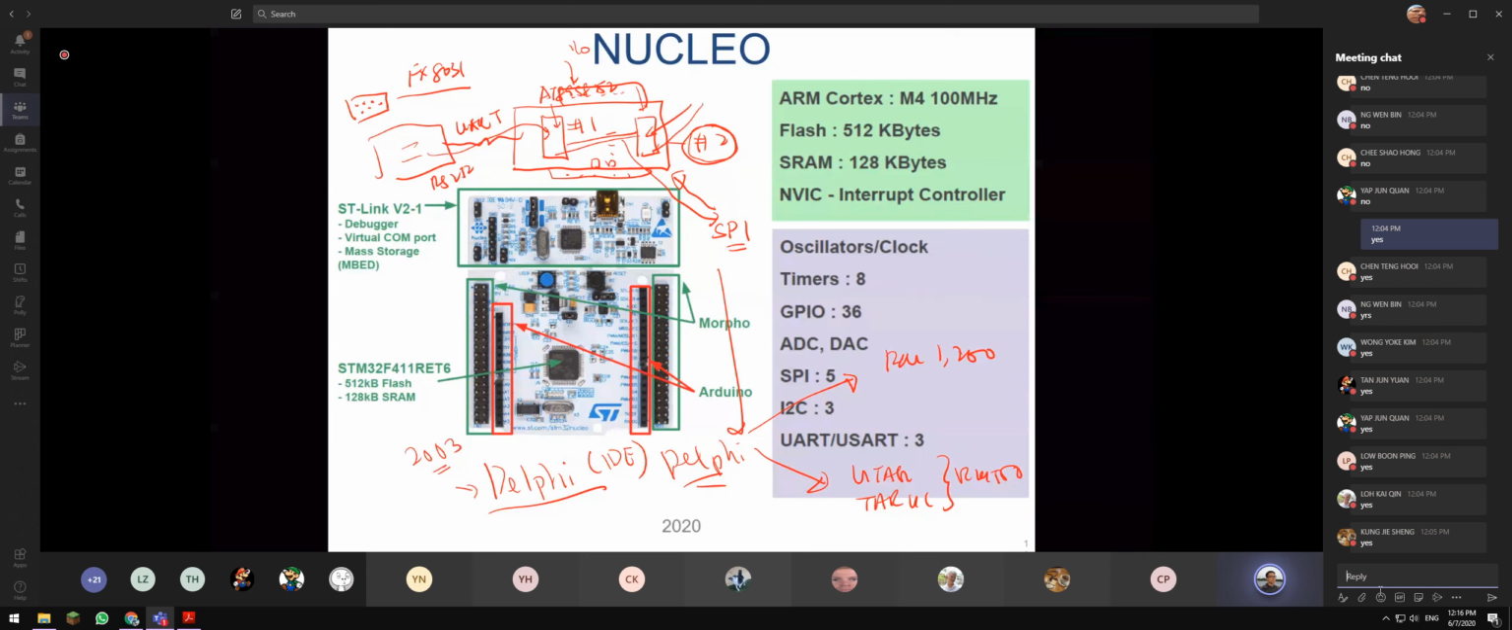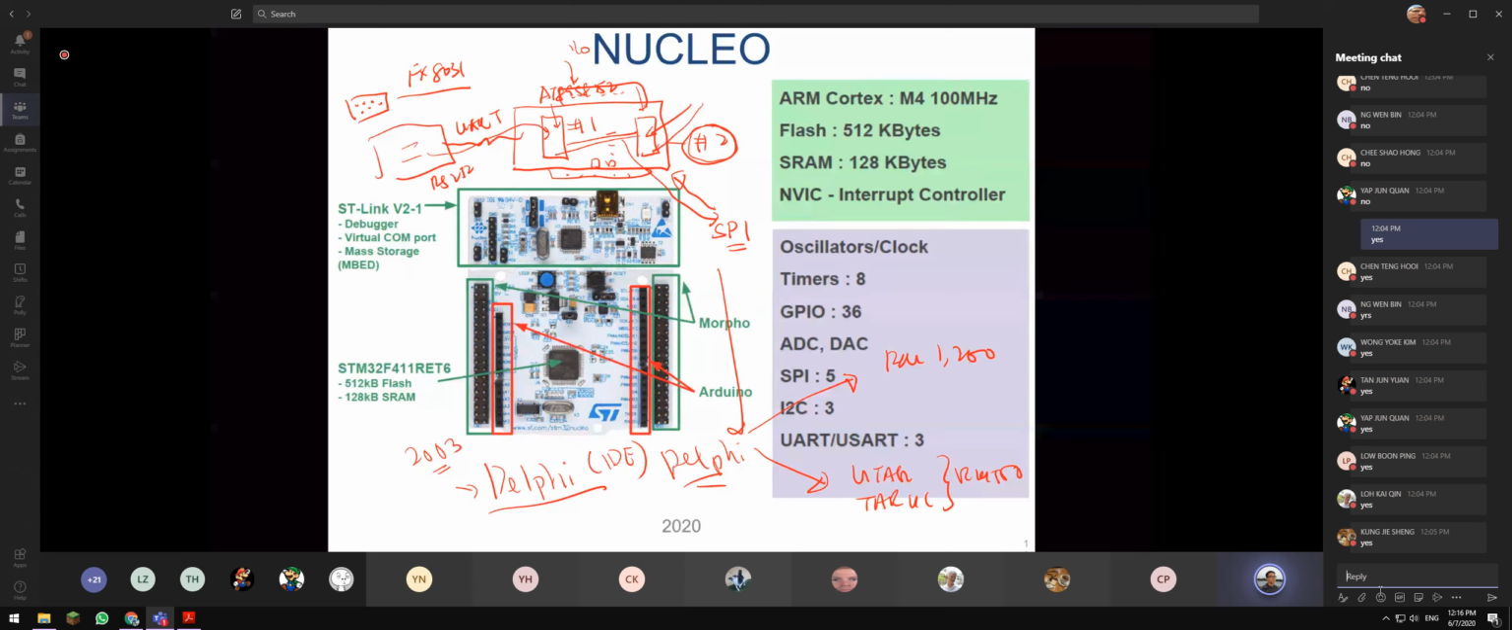Just imagine, board development is not only for industry, it can also go into education. So if you are good, you can sit down and develop some nice development boards.